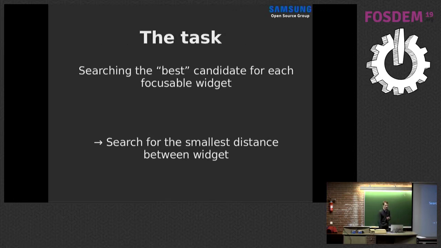The task in EFL that we are trying to solve with graphs is to find the best candidate for each focusable widget on the UI. The first approach for solving this could be to take the set of vertices, say these are our focusable widgets, and then search for the smallest distance between the widgets. This idea is good for formulating the problem. However, there are a few problems.